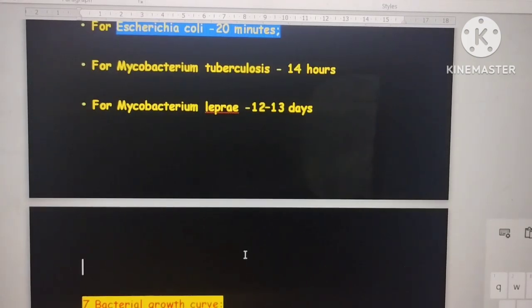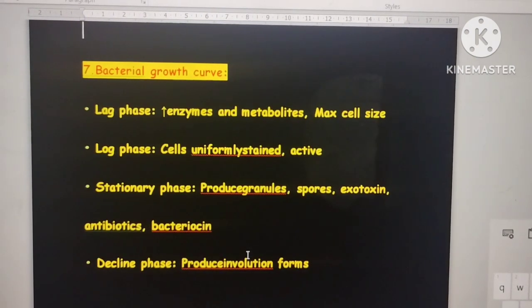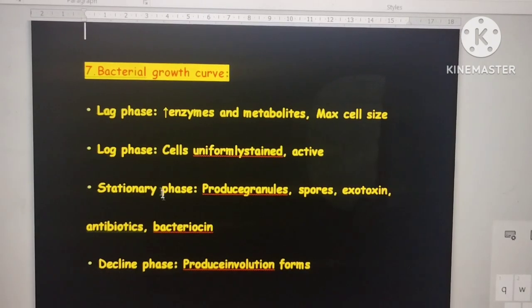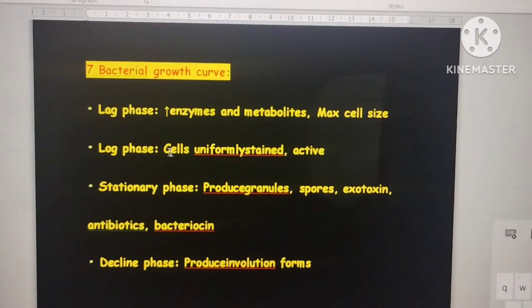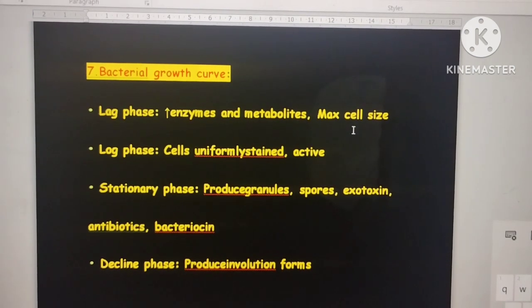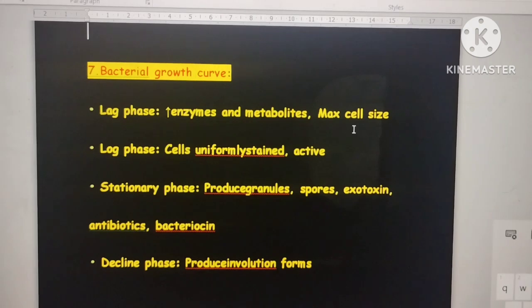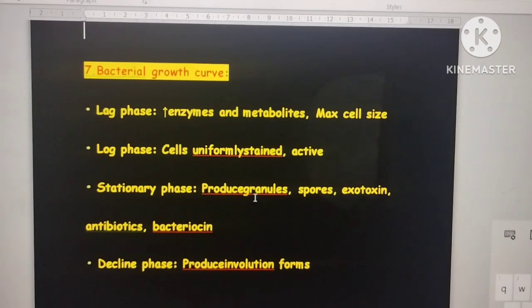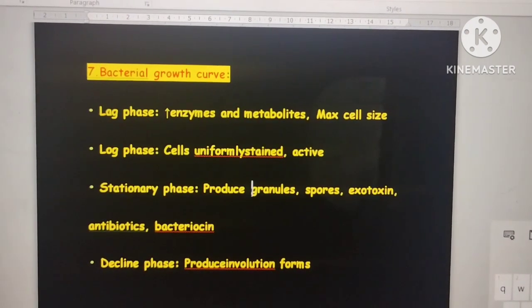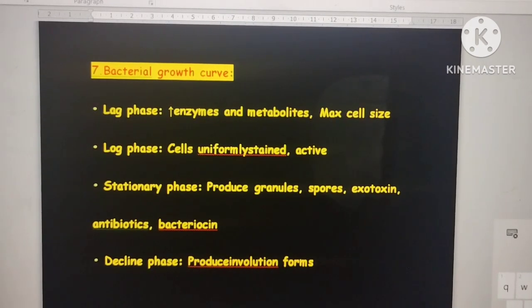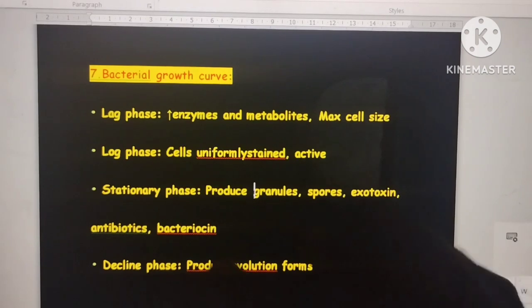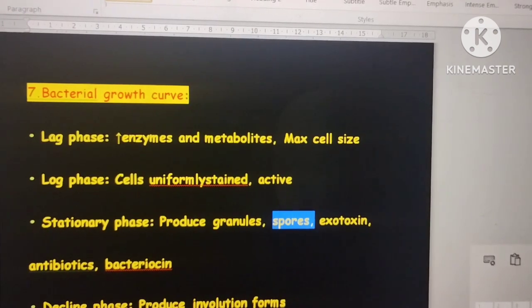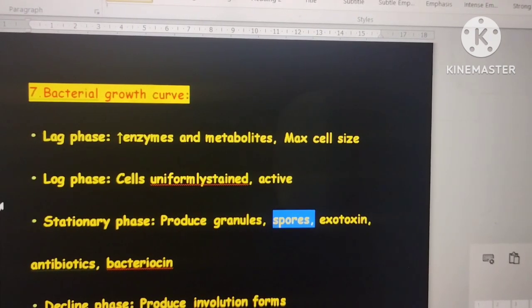So next is the bacterial growth curve. It is an important topic. First, always remember there are 4 phases: lag phase, log phase, stationary phase and decline phase. In the lag phase, the cells attain maximum size and there is an increased number of enzymes and metabolites. In the log phase, all the cells are uniformly stained and it is the active stage. In the stationary phase, it usually produces granules, spores, exotoxin, antibiotics and bacteriocin. In the decline phase, it usually produces involution forms, that is, aberrant forms. Spores are produced in the stationary phase: S for spores, S for stationary.